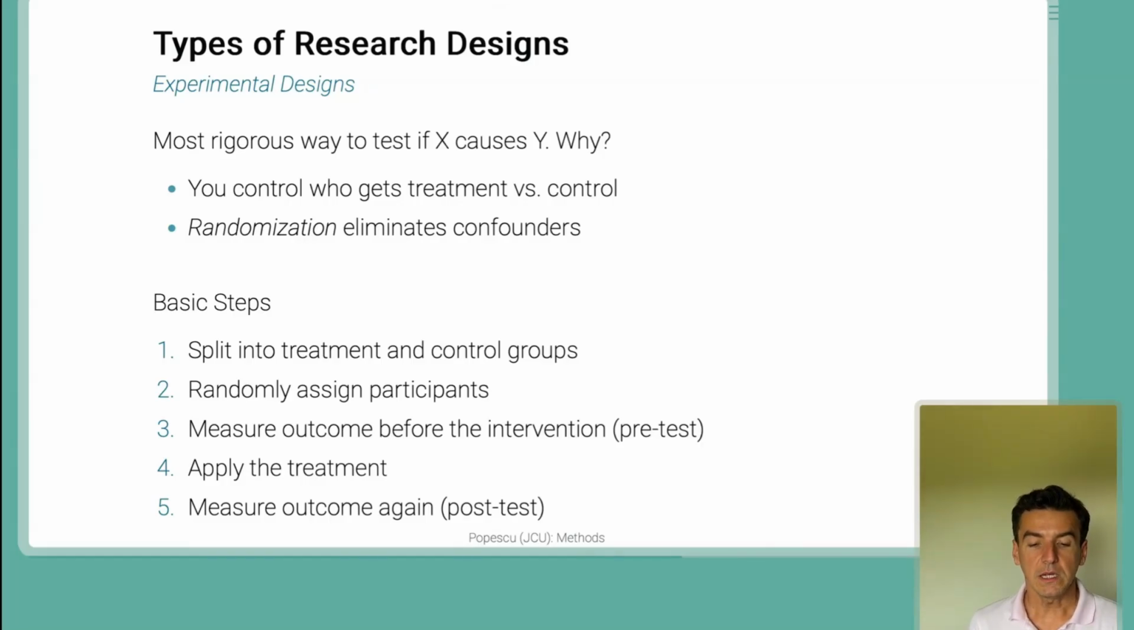Step number 3 is about measuring the outcome before the intervention, right? So before people are exposed to treatment. Then step number 4 is about applying the treatment. And then step number 5 is really about measuring the outcome. So how are the people exposed to the treatment responding?